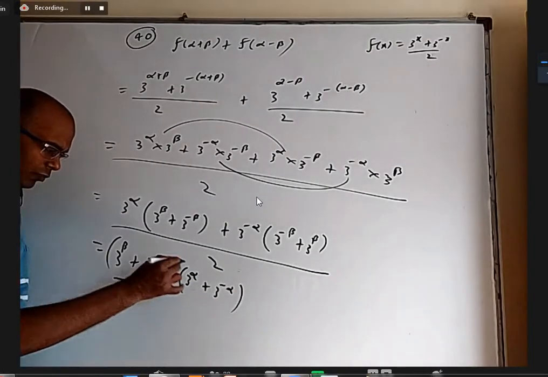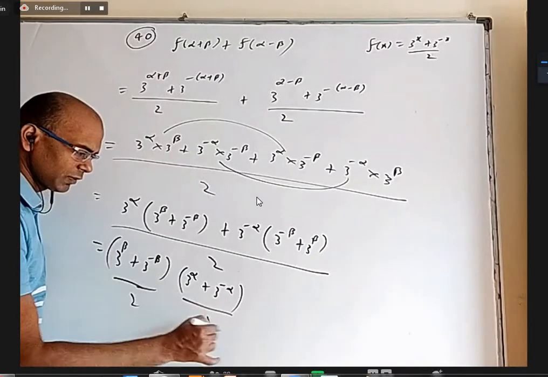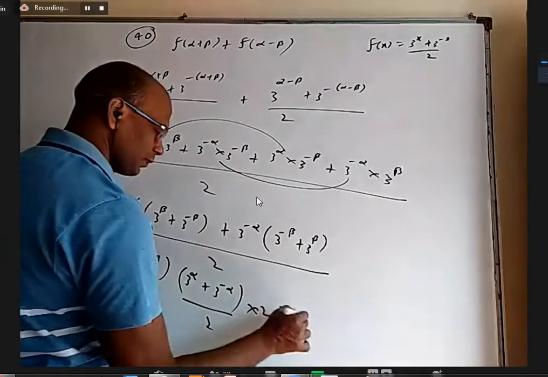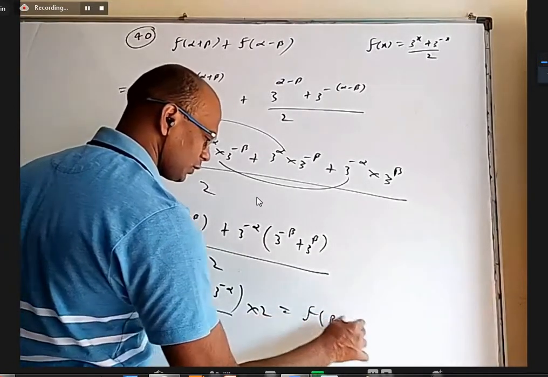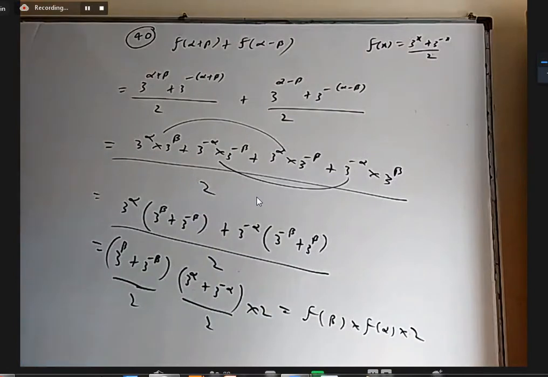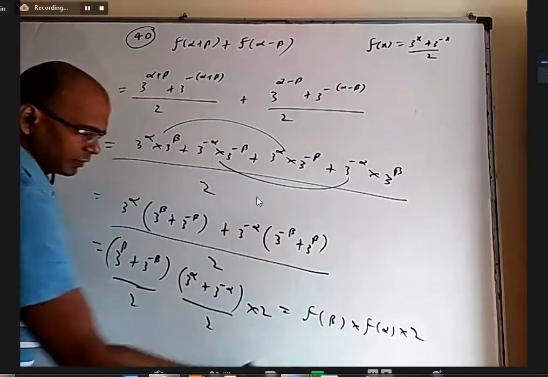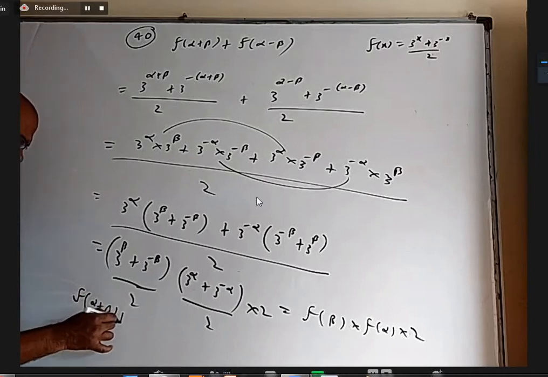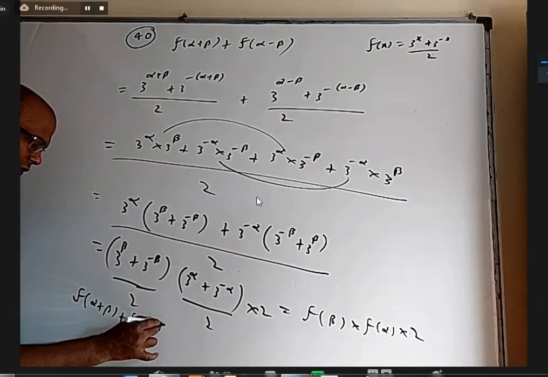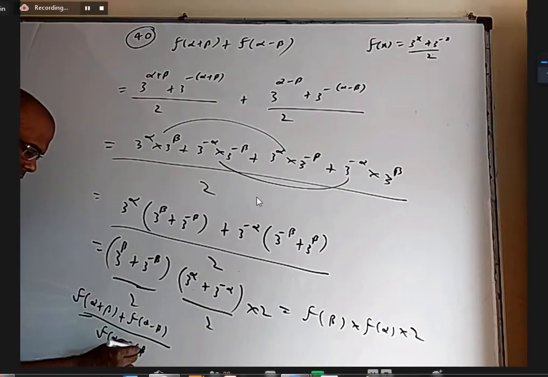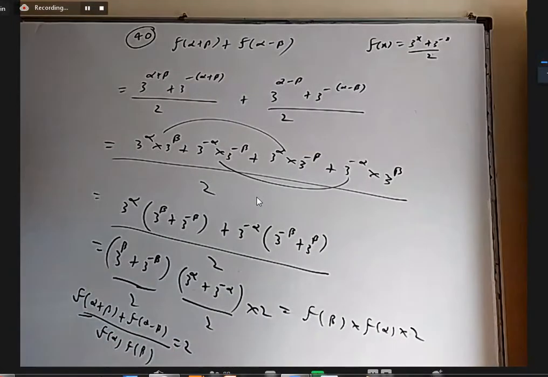Now already 1 by 2 is there. One more 2 I'll divide and I'll multiply. This is f of beta, this is f of alpha, this is 2. So f of beta into f of alpha into 2. So we got this is equal to this. Now bring this down, we'll get equal to 2. f of alpha plus beta plus f of alpha minus beta by f of alpha into f of beta is 2.